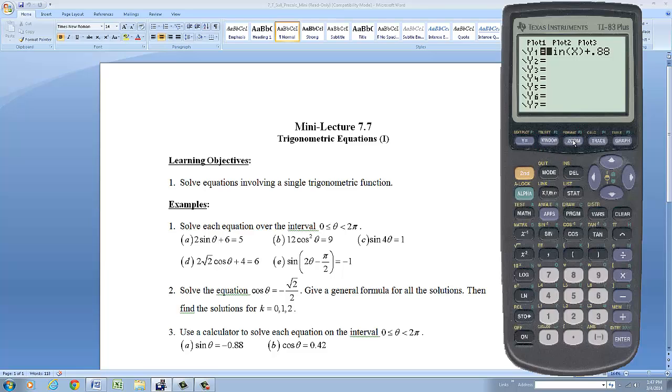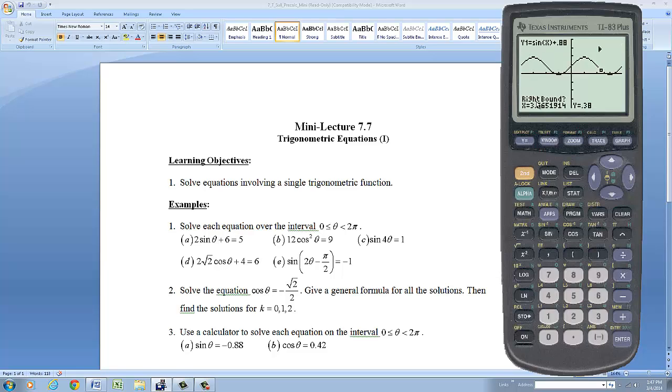I'm going to go to zoom 7. There's my graph. Again, I know it's not going to come out exact, so I use the zero method. Go second, trace, actually the calculate menu, and hit 2 for zero. I'm going to try to get the first one, which is about right in there. Put the cursor right to the left of that point, somewhere in there, and hit enter.